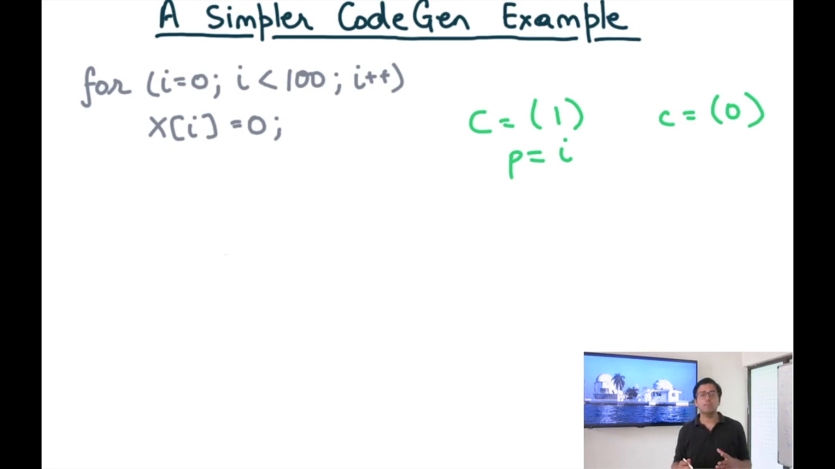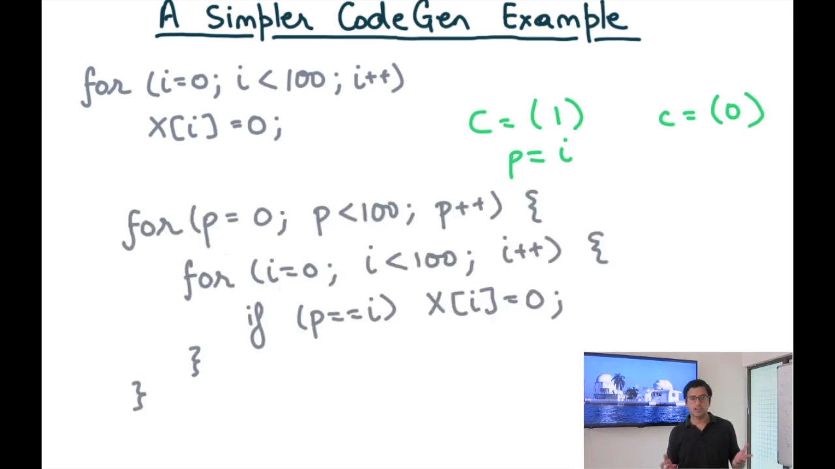And now if I look at my code generation strategy, what is it going to do to this program? It's going to transform it to something like this. It's going to say outer loop is on P, inner loop is on I. So I'm just pasting the original program in the body of the outer loop. And so for P equals 0 to 100, P++, and now I go to for I equals 0 to 100, I++, if P equals I, Xi equals 0.